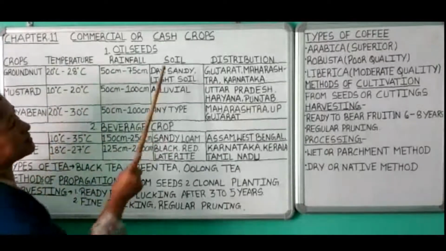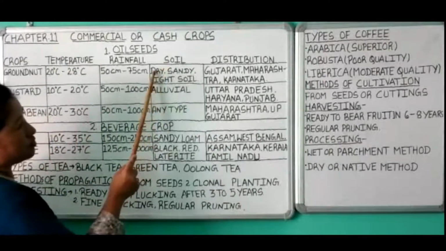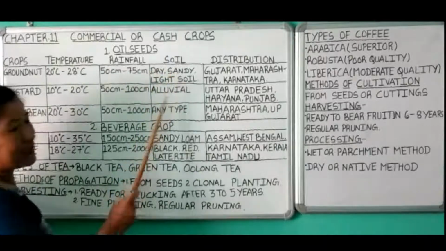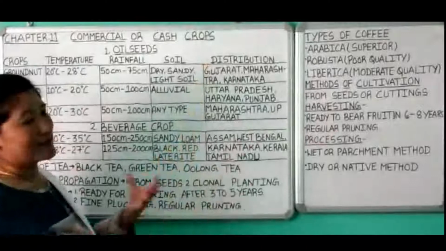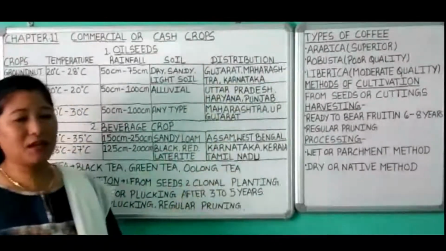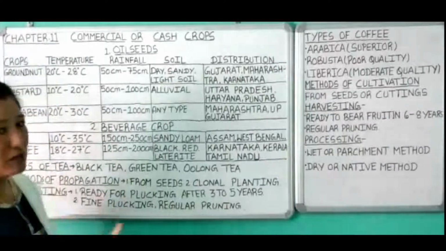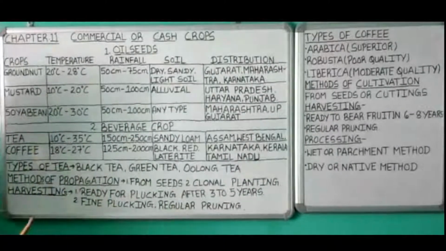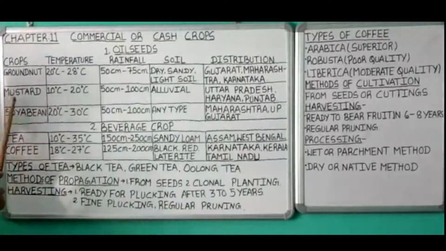Then the third point is the soil requirement: dry, light, sandy soil. Then come the areas. The states Gujarat, Maharashtra and Karnataka are the main producers of groundnut in our country. So the second one now, mustard.